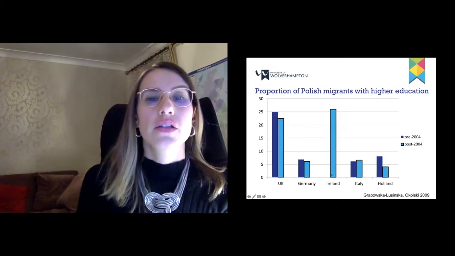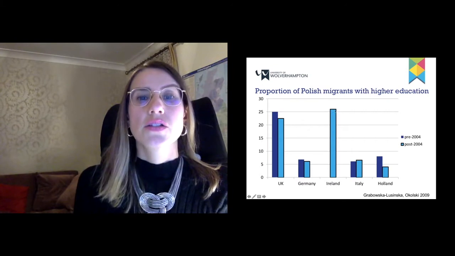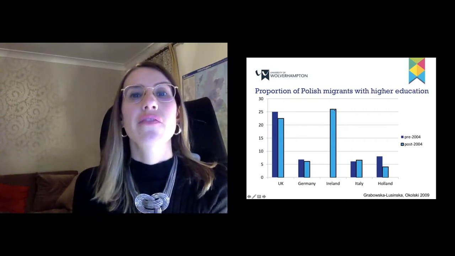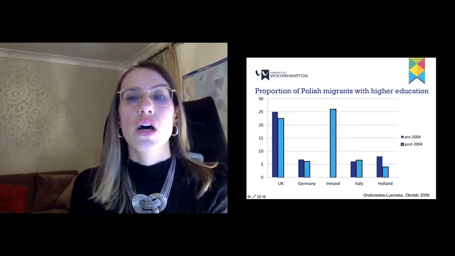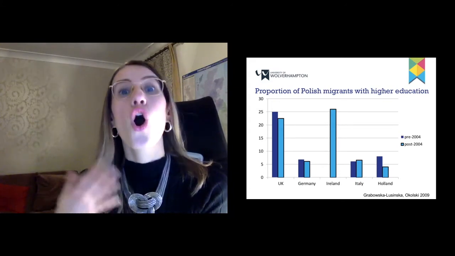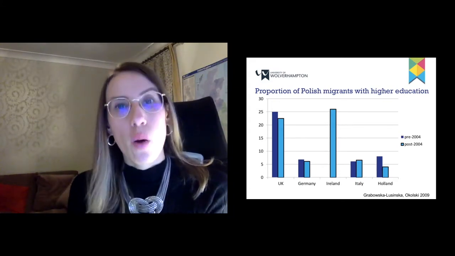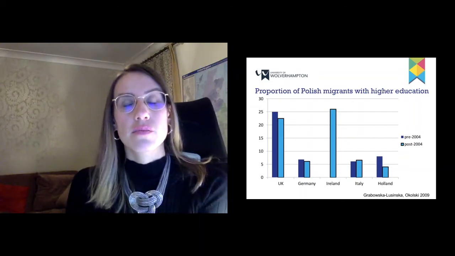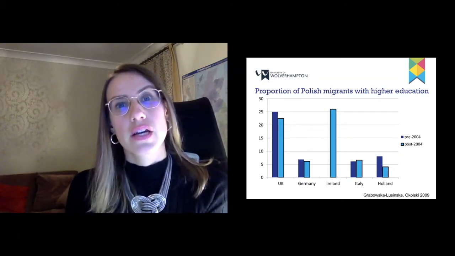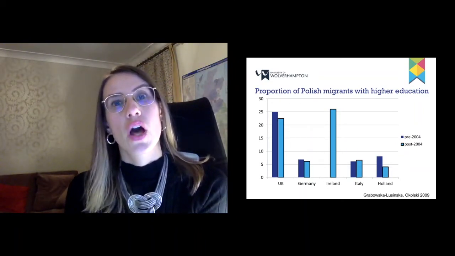For Ireland, we just don't have any data for pre-2004 migration, also because it was not common at all. Migration to Ireland started after the EU accession.